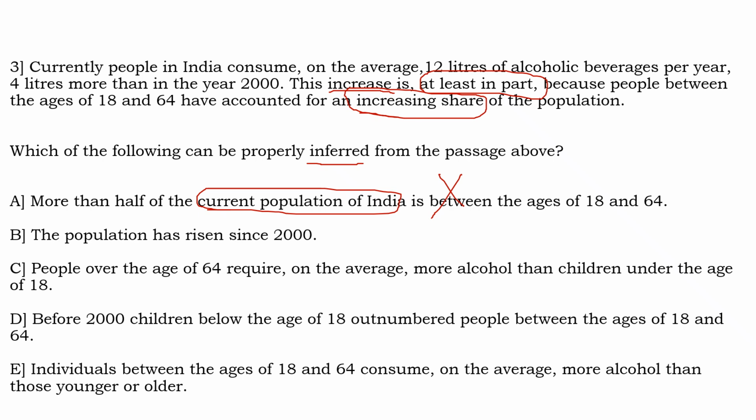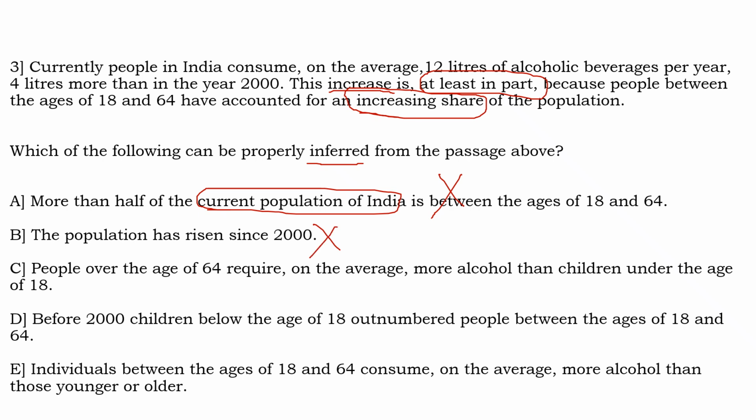Option B: population has risen since 2000. Yes, the population might have increased. But the overall population, whether it has increased or not, can we make an inference regarding that? The passage is only telling us that there has been an increase in the population between the ages of 18 and 64. Whether the entire total population has increased or decreased, we don't know. The total population may have decreased, and still the population of a particular age group could increase. That is possible, right? So this also is wrong.